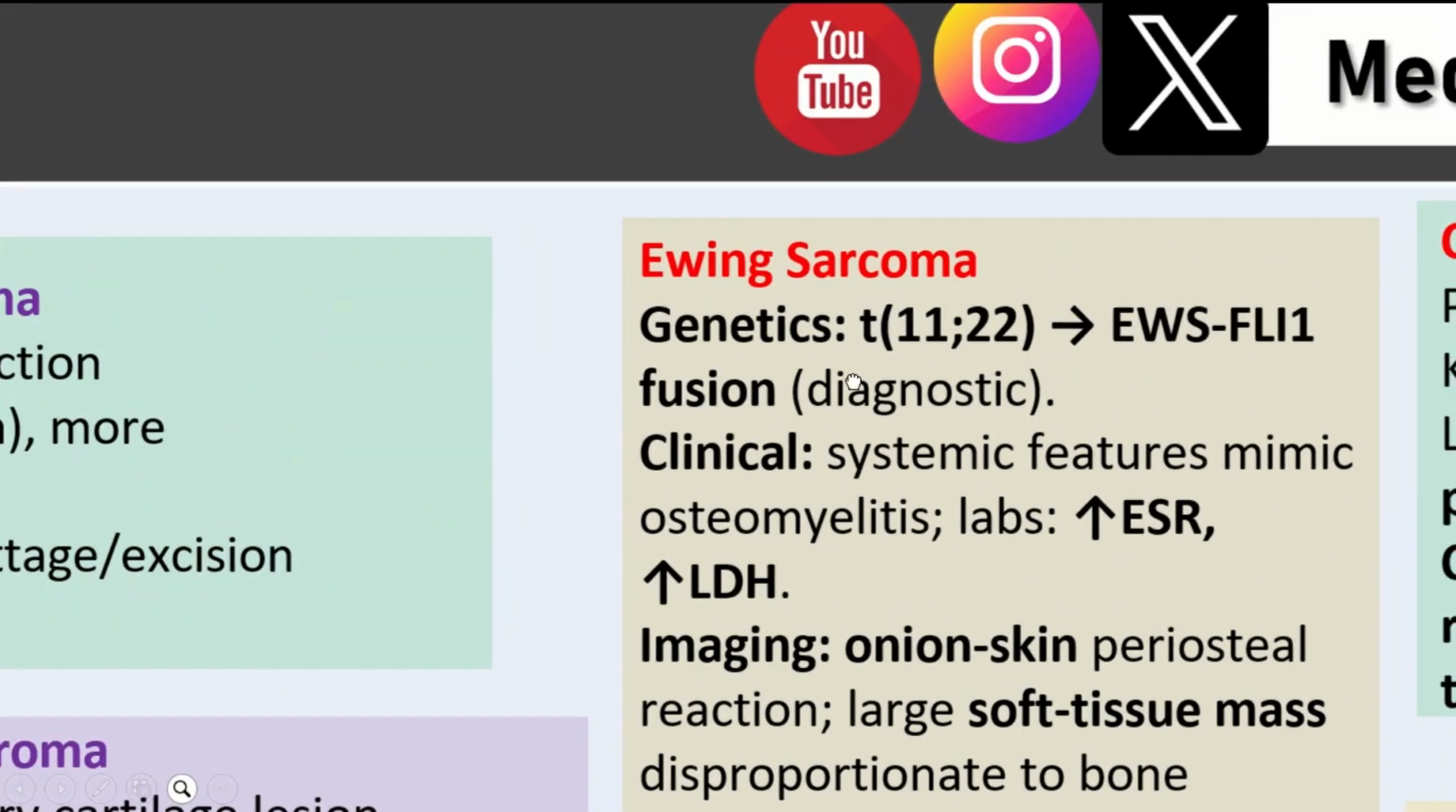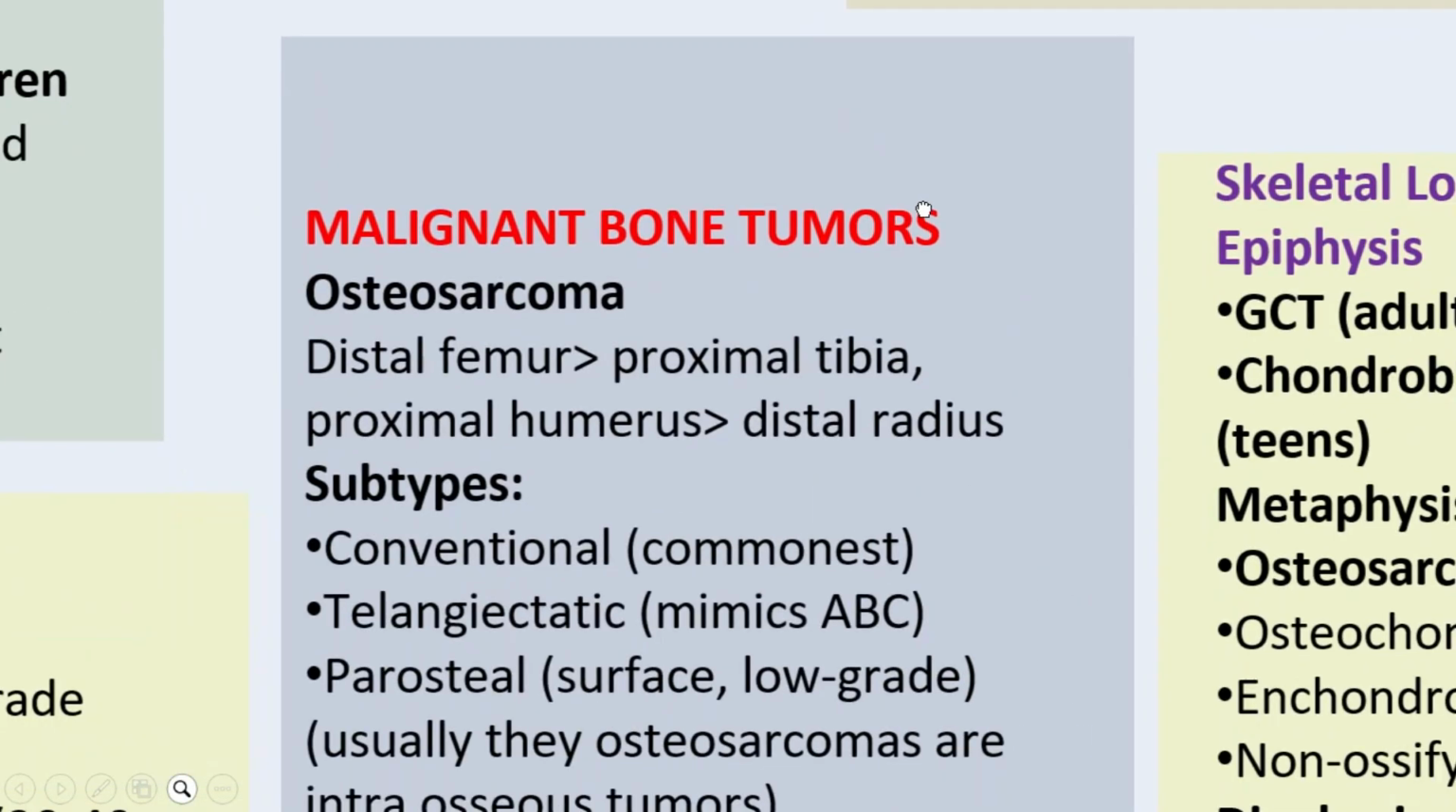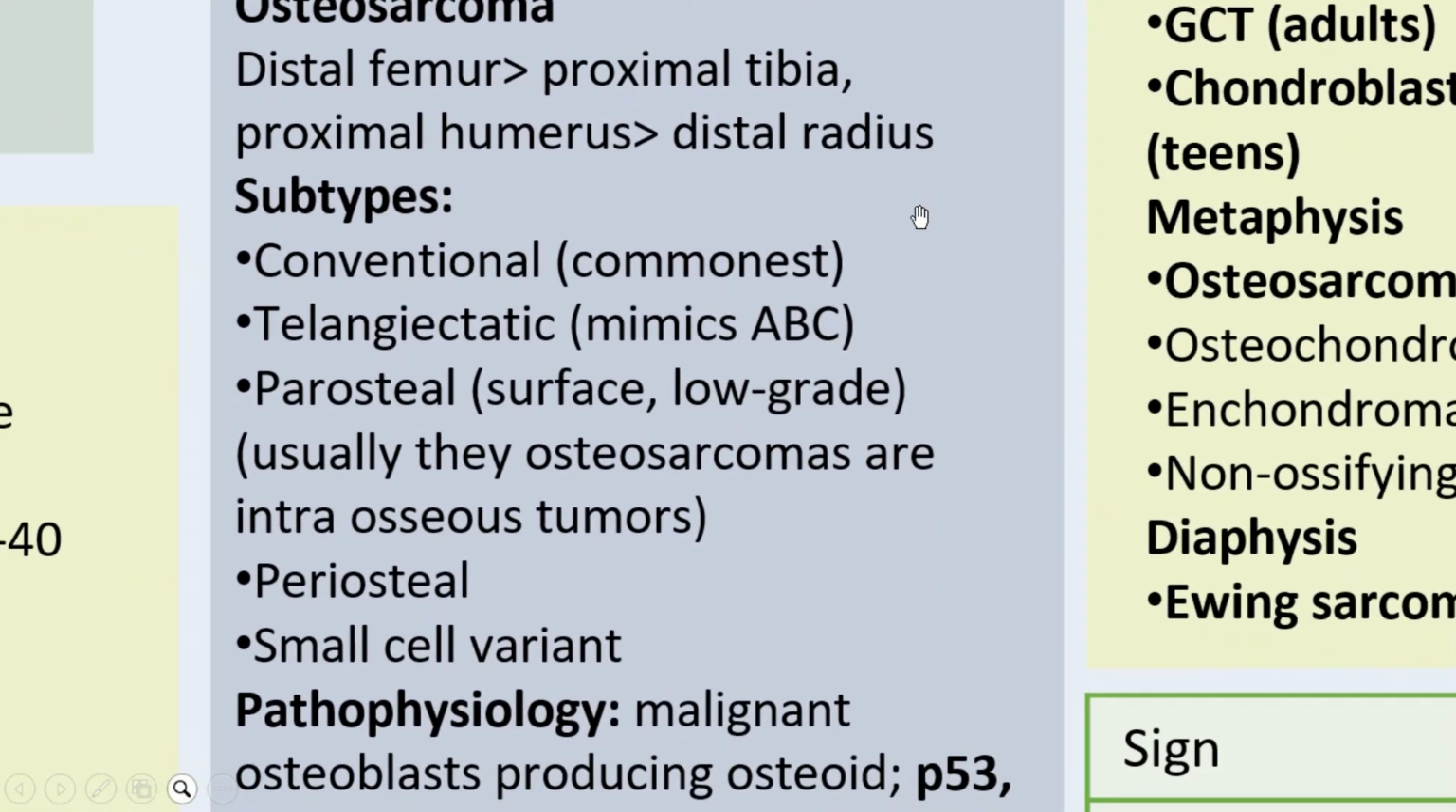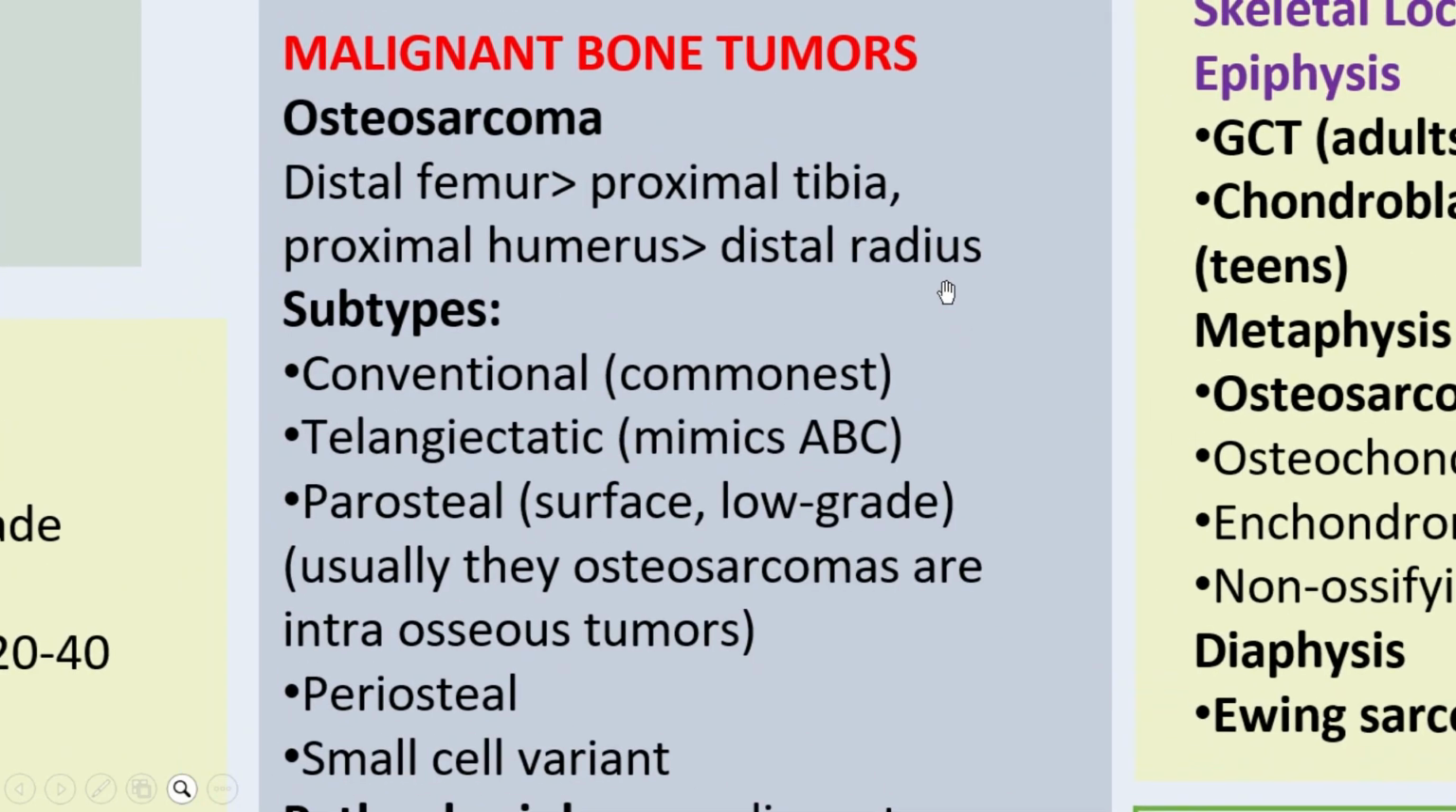Then when we come to the malignant tumors now, the ones that are put in red, the first one is going to be the osteosarcoma, and this one occurs mostly in the distal femur, that's next to the knee joint, the proximal tibia next to the joint, the proximal humerus, which is up next to the shoulder joint, and the distal radius next to the wrist. So you can see where it likes to occur mostly, and it has several subtypes. You have the conventional type, the telangiectatic, and the parosteal. The parosteal basically just occurs on the surface of the bone, and most of the time it's a low-grade tumor. Then you have the periosteal, and then the small cell variant.